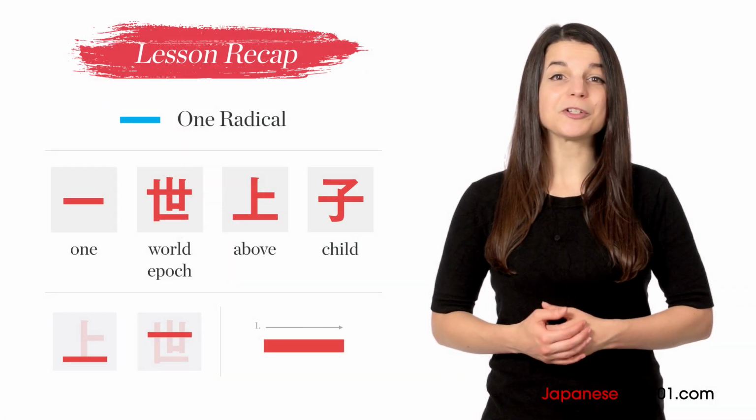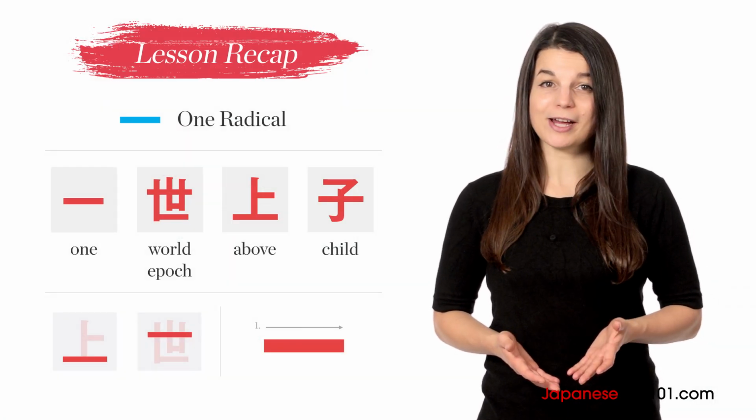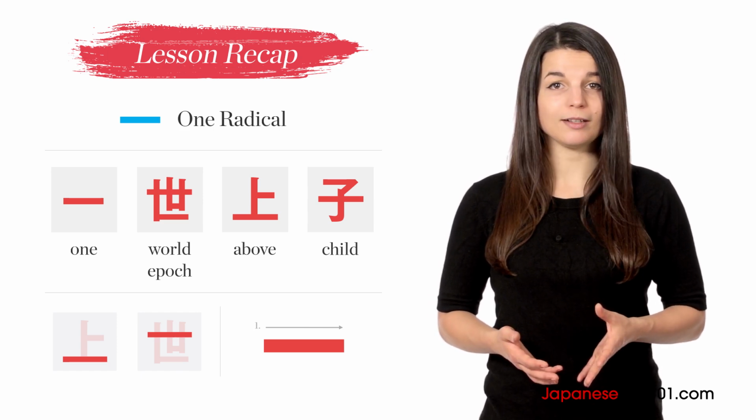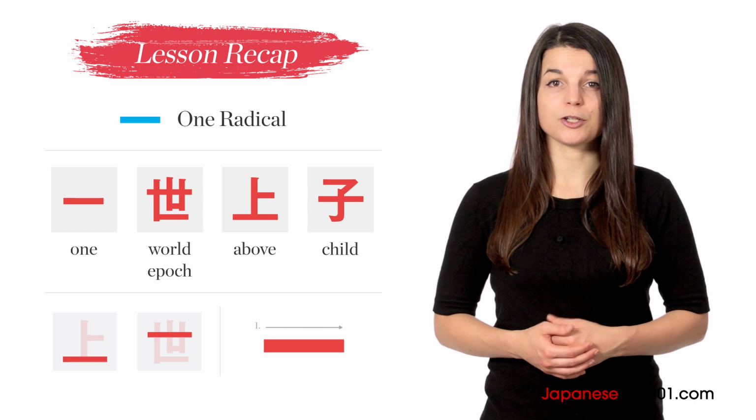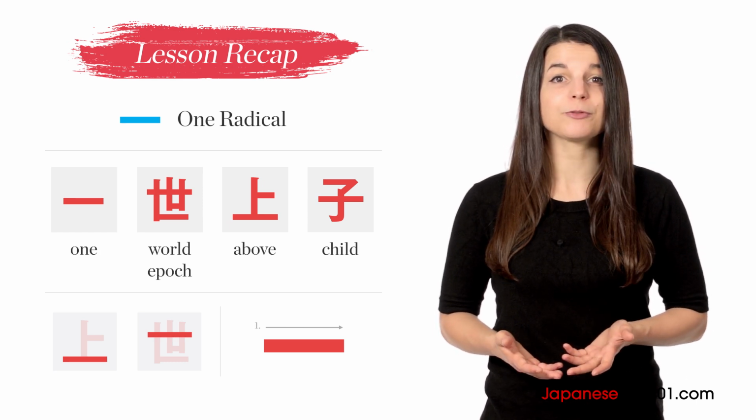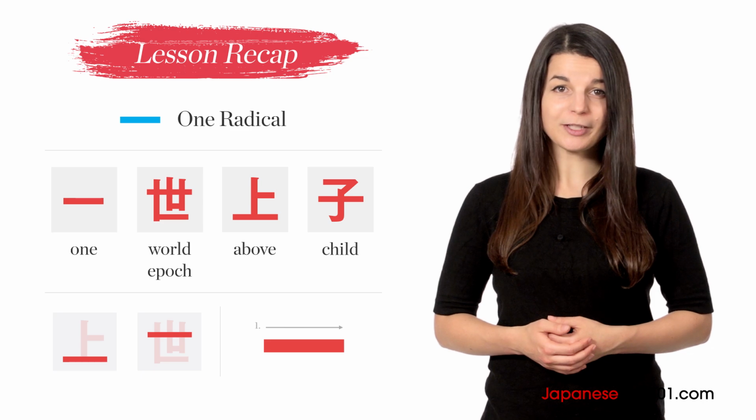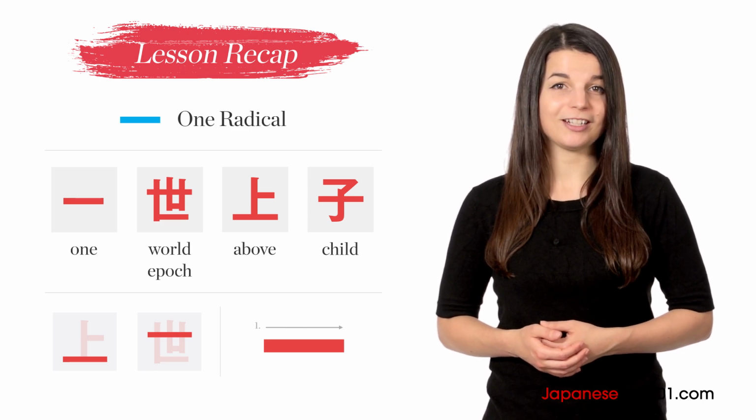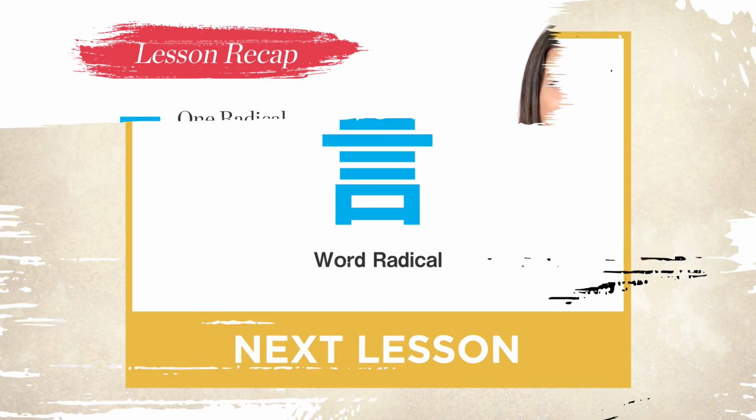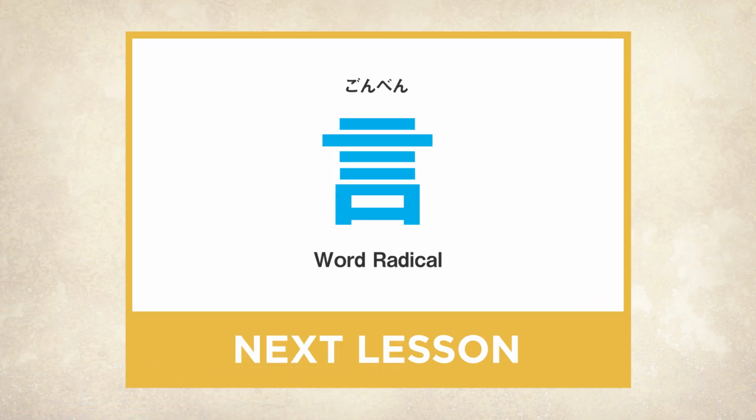In this lesson, you learned about the one radical. The one radical looks like a single horizontal stroke, and it signifies the concept of one. You also learned the kanji characters for one, world, or epoch, above, and child, in which this radical appears. It's most commonly found in the crown or bottom position, and it's written with just one horizontal stroke, going from left to right. In the next lesson, you'll learn about another common radical used in some of the most common and basic kanji characters, the word radical.